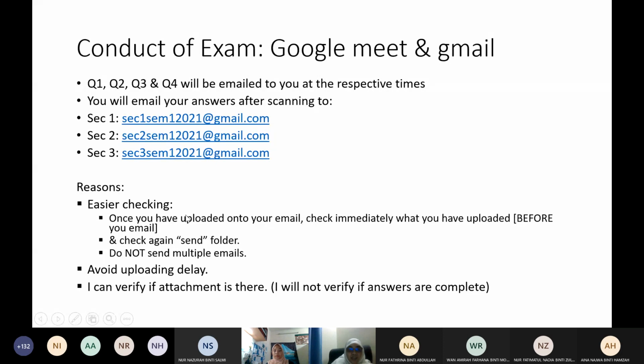Once you have scanned, you upload on your email. Before you email me, please check that you have uploaded the whole answer. If your answer is 2 pages, make sure both pages are there, it has been scanned, your writing is legible, and everything is clear. Then you send the email. After you send it, go to your sent folder and check again that everything is sent. Very important, please do not send multiple emails, because I will look at the number and go through your emails to make sure that everyone has submitted.